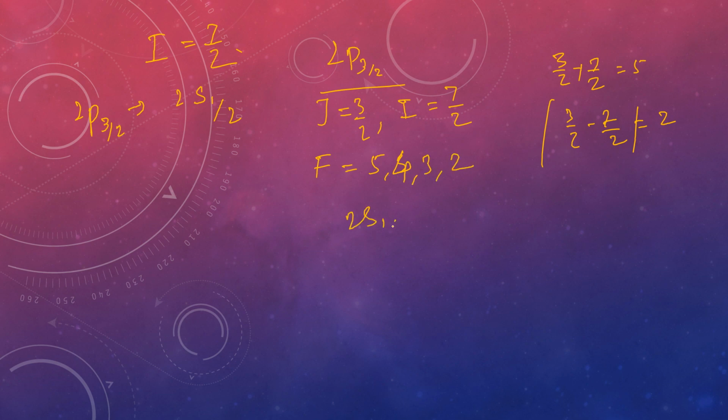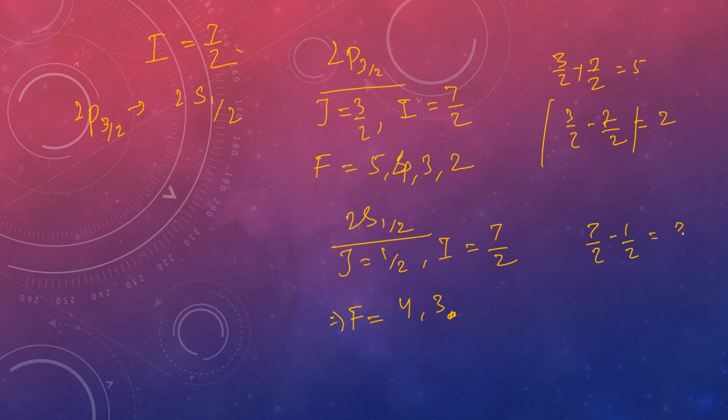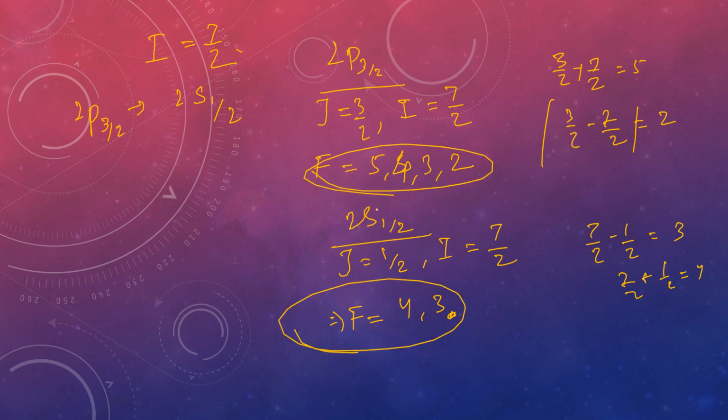Now for 2s half, the j value is half and the I value is given as 7 by 2. So what are the F values? 1 by 2 plus 7 by 2 is 4, and 7 by 2 minus 1 by 2 is 3. So F is 4, 3 only. What is the selection rule? The selection rule is del F equal to 0, plus or minus 1.